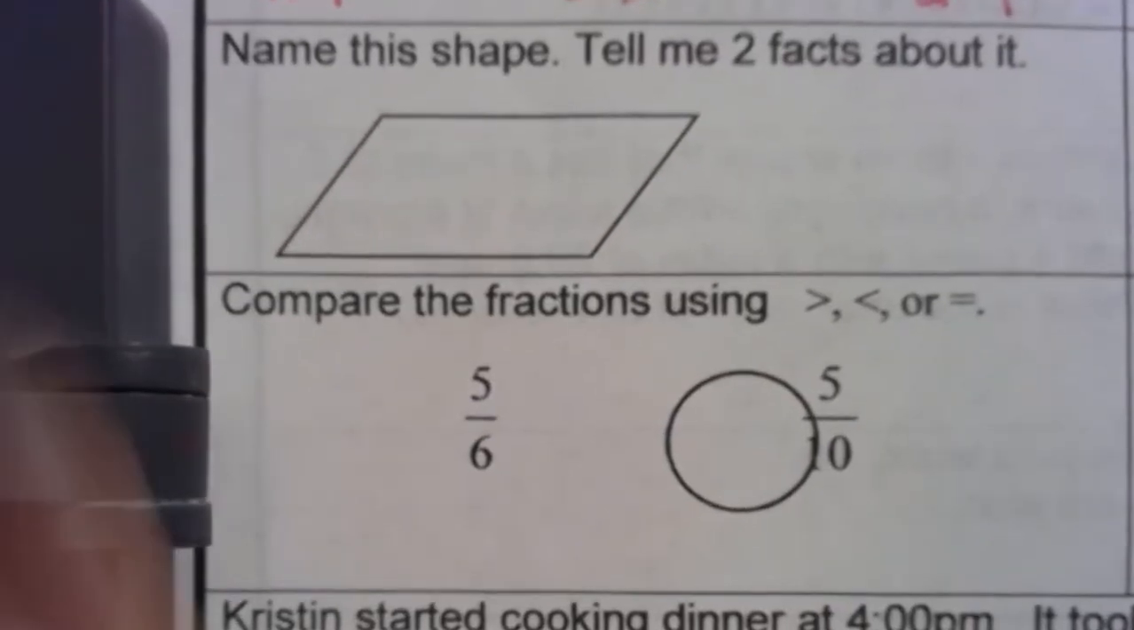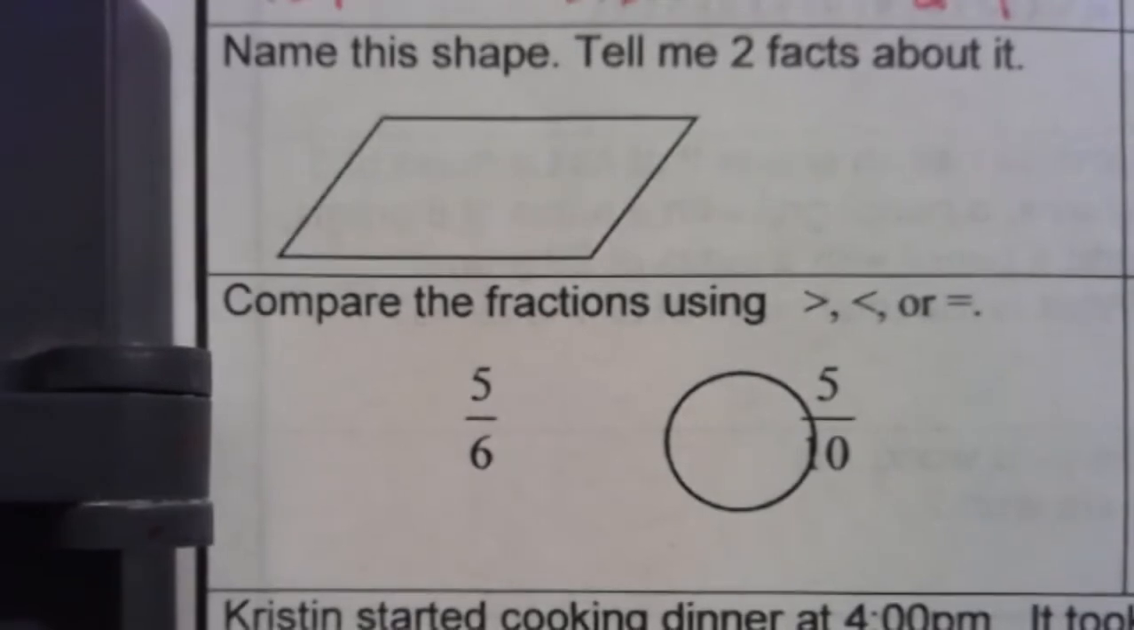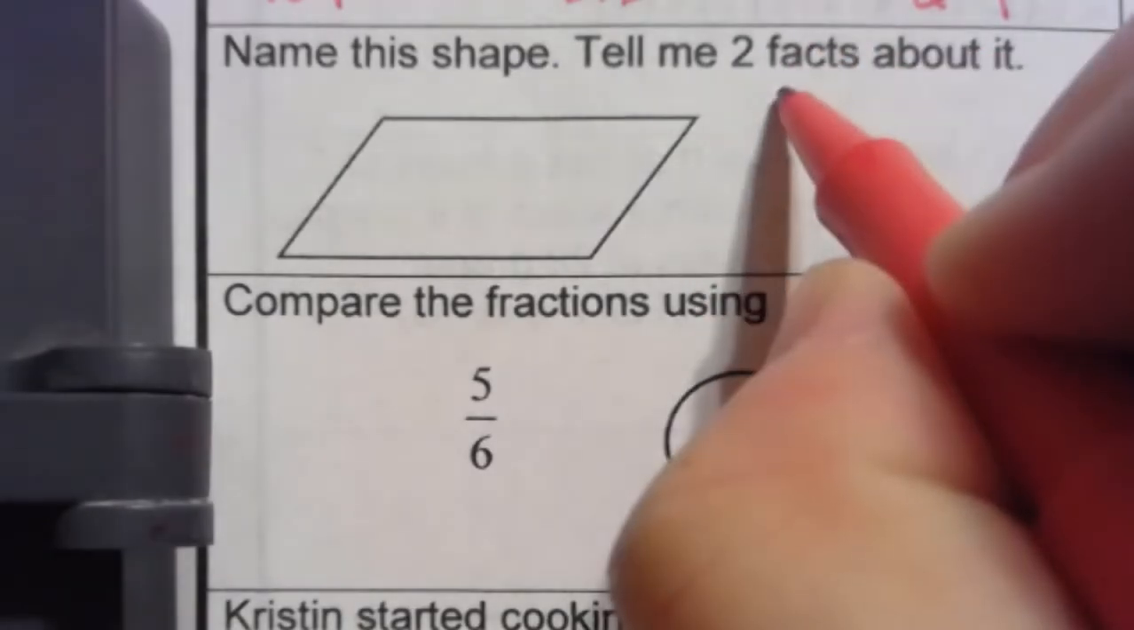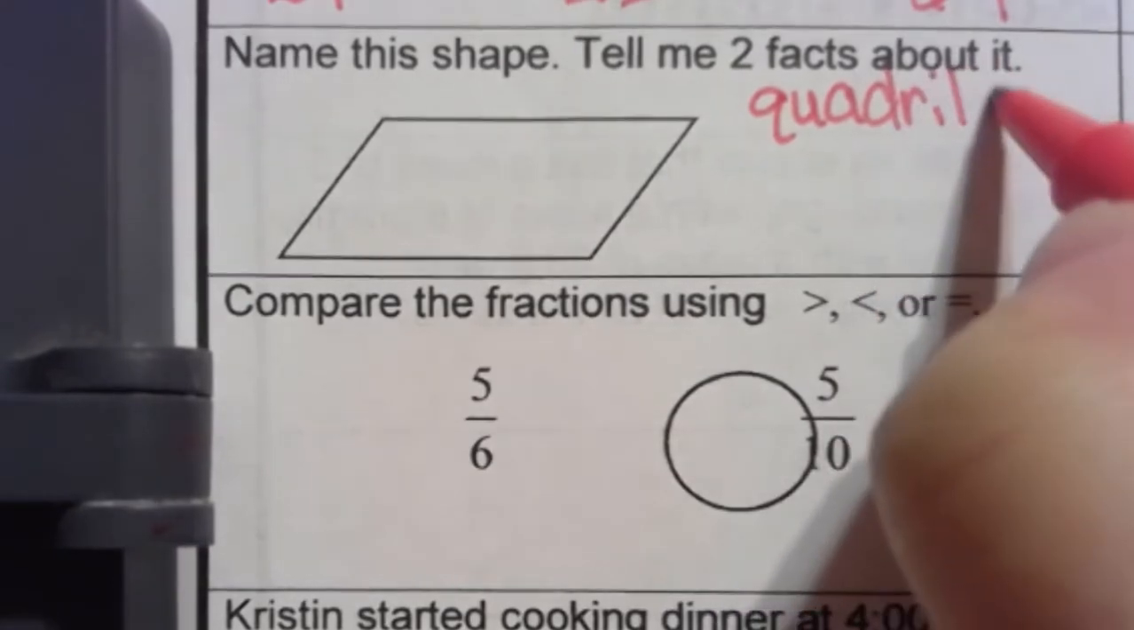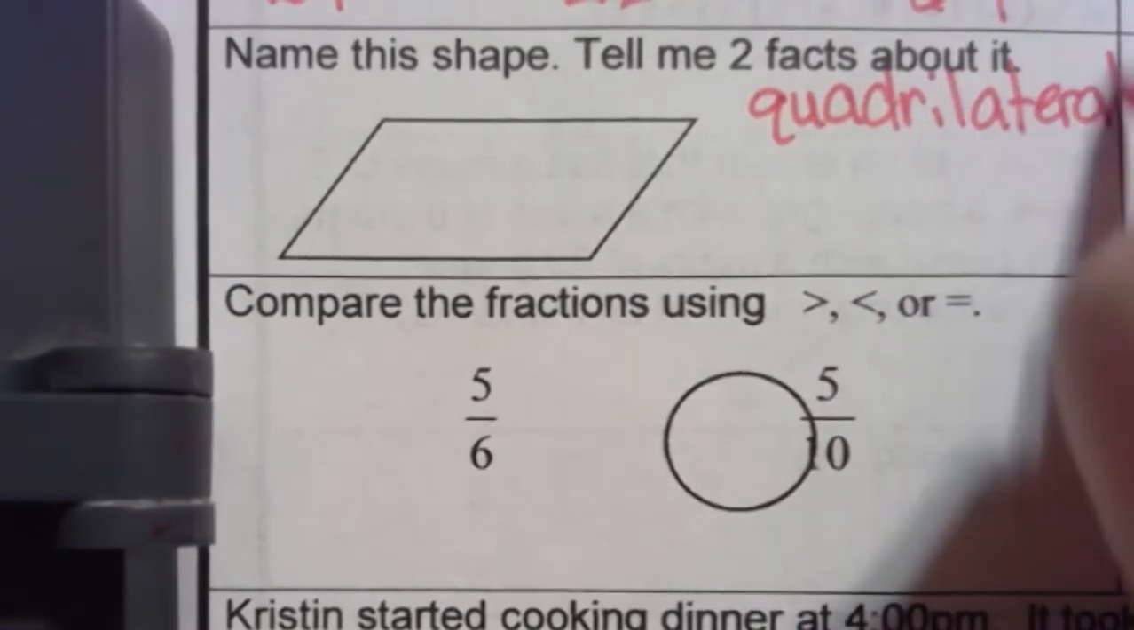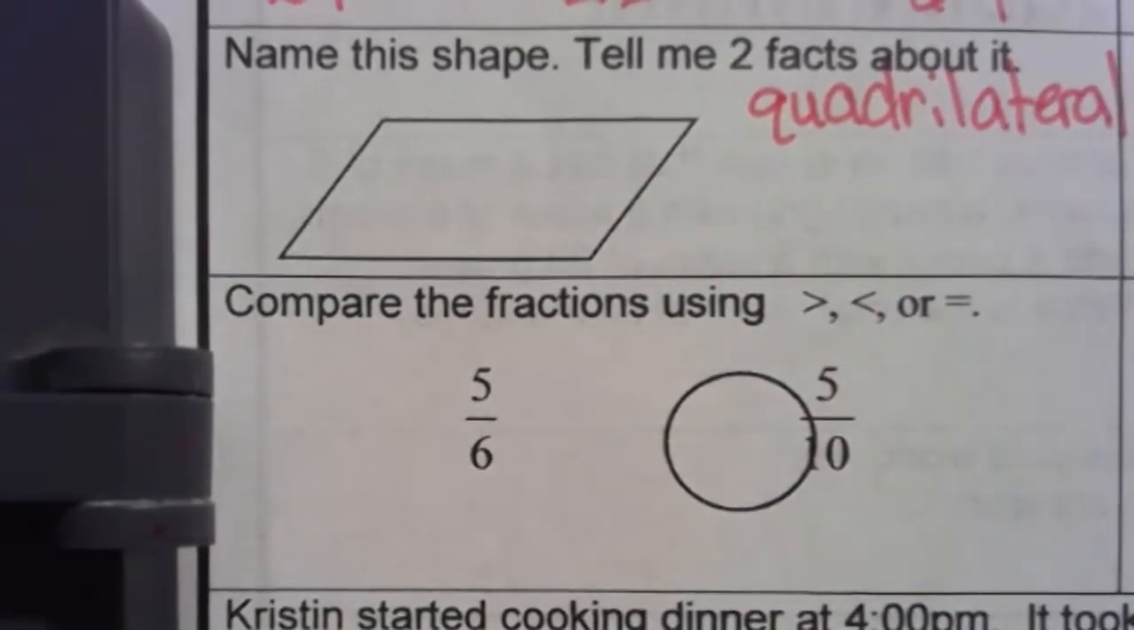Let's look at some geometry. Name this shape. Tell me 2 facts about it. So we know it has 4 sides, so what's that tell you? That is quadrilateral. Quadrilateral. And we've got to come up with something else about it. It says name 2 facts. Well, we haven't talked about parallel in a long time. Ooh, let's talk about that.